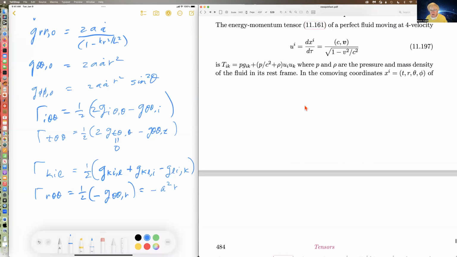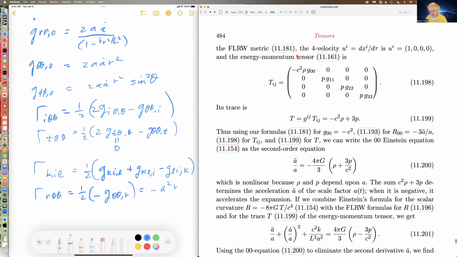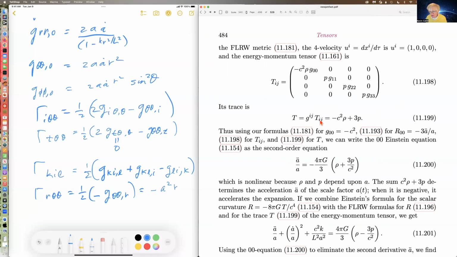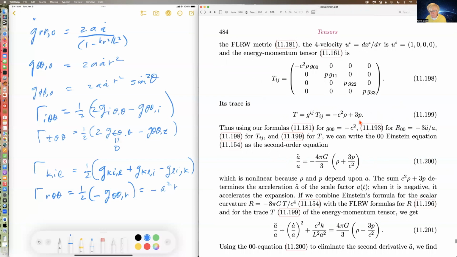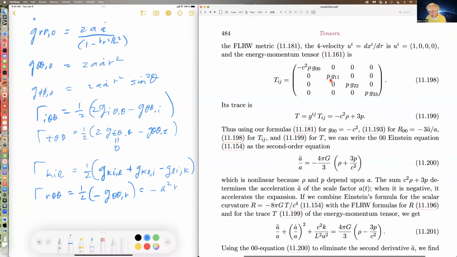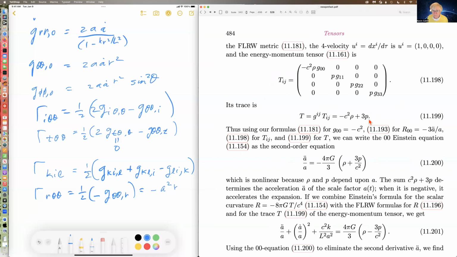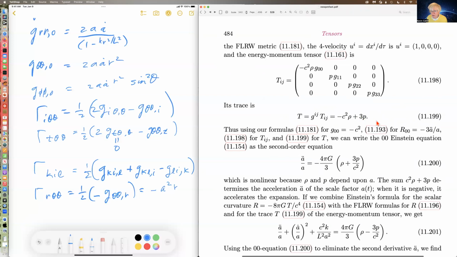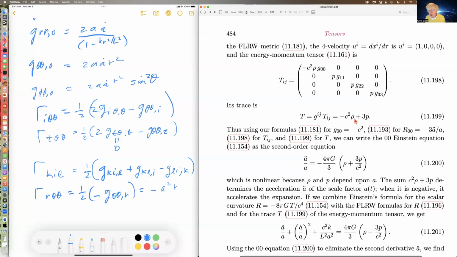So then when you compute T_ik, you get this very simple matrix. And the trace of the matrix is just minus c squared rho plus 3p. And so it's a simple expression here. Rho, I should mention, is the mass density.